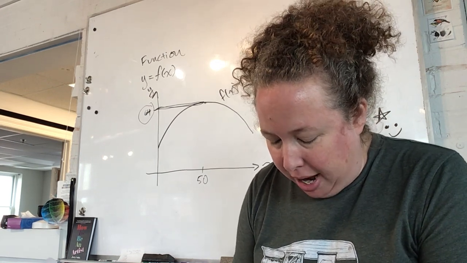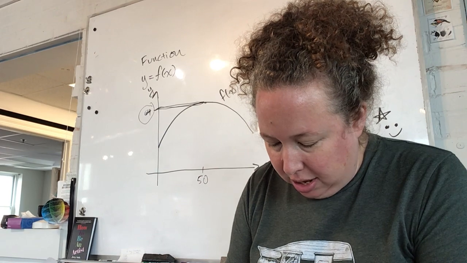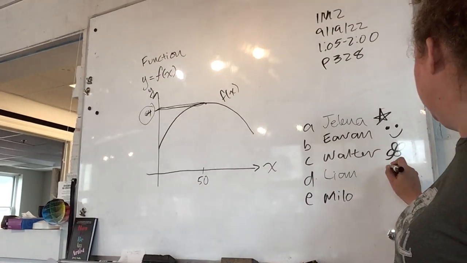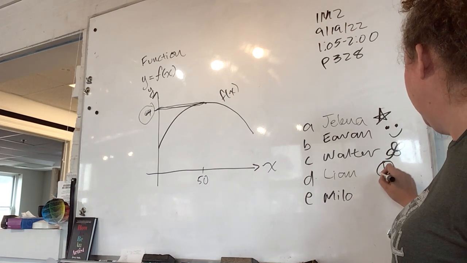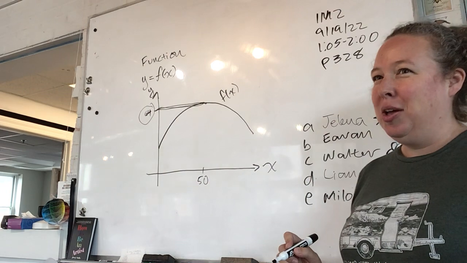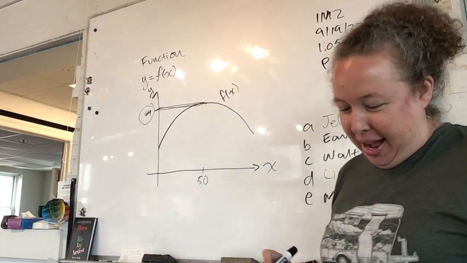All right, so Milo, part E. Wait, don't I get a symbol? Oh shoot. Yes. Do a butterfly. Soccer ball. Oh, I don't know if I can draw a soccer ball. Peace sign. Peace. All right.